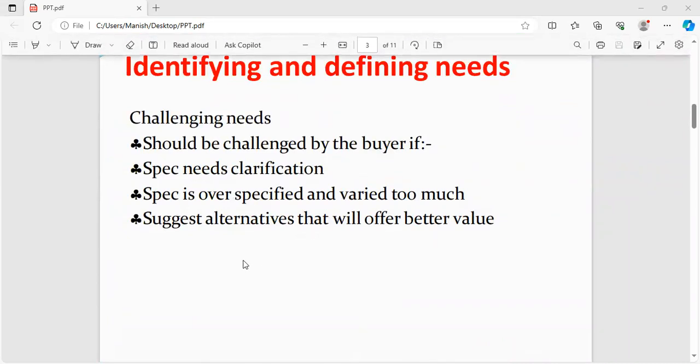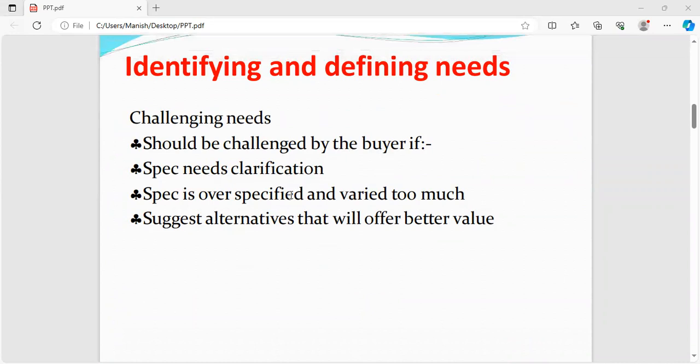Starting with the second thing, as we are still on identifying and defining the needs, what are the challenges met? It should be challenged by the buyer if the specification needs clarification. If any specifications are there, what are the characteristics of it, what do you want, how you want it, where you want it, what kind of color combination, what kind of price, what kind of features, all those things. So basically the specification needs to be clarified in order to be delivered in the right way. Then a specification that is over-specified and varies too much should also not be there. Otherwise, the supplier will not be able to provide, neither meet your expectations, nor suggest alternatives that will offer better value. That also needs to be added in the specification.